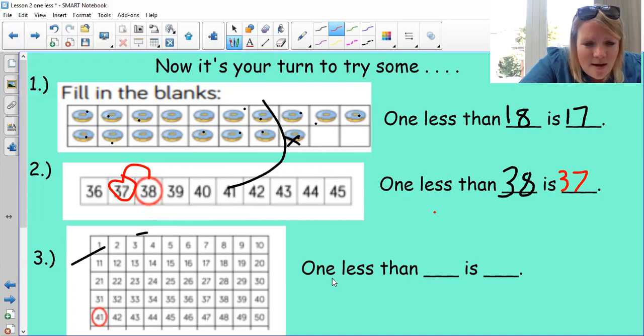Let's look at this number down here. 41. So 1 less than 41 is... Oh, let's have a look. Now, it doesn't go up this way. It goes over. 1 less than 41 is 40.